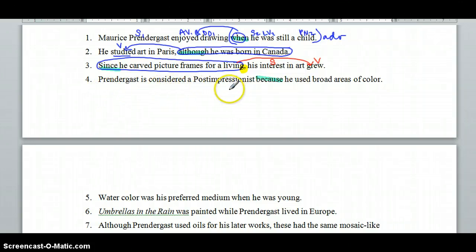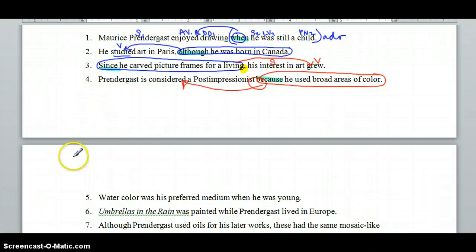Prendergast is considered a post-impressionist because this is answering why he is considered. Again, it's not which post-impressionist or what kind of post-impressionist, it's why he is considered. Notice also there's no comma here. When you have because within a sentence, there's no comma. It only happens at the beginning.